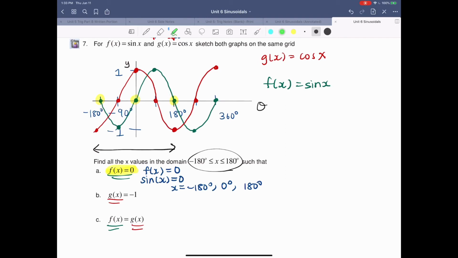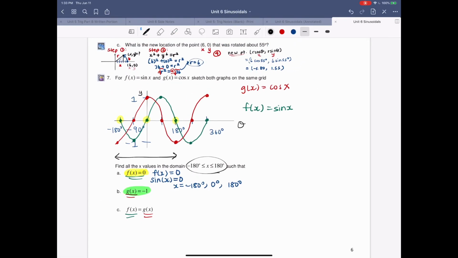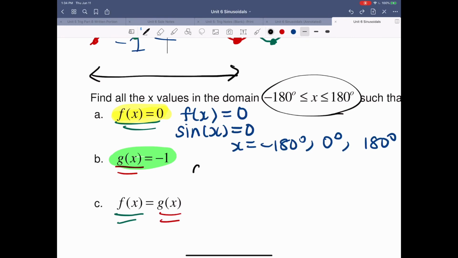Moving on to g at x equals negative 1. With g at x, remember, these function names helped us identify which function I'm talking about. So I didn't have to rewrite sine x and cos x every time. So let me just rewrite it. g at x is equal to negative 1. So I need to find where my y value is equal to negative 1. More precisely, in function notation, cos at x is equal to negative 1 where?